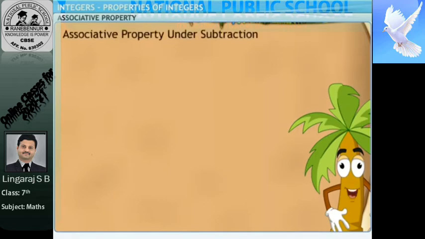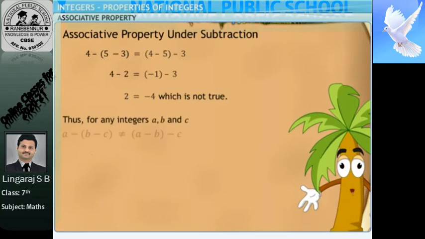Do you think subtraction is associative for integers? Let's check with the help of an example. Looks like it isn't. Thus, for any integers a, b and c, (a - b) - c is not equal to a - (b - c). So, the associative property does not apply to subtraction.